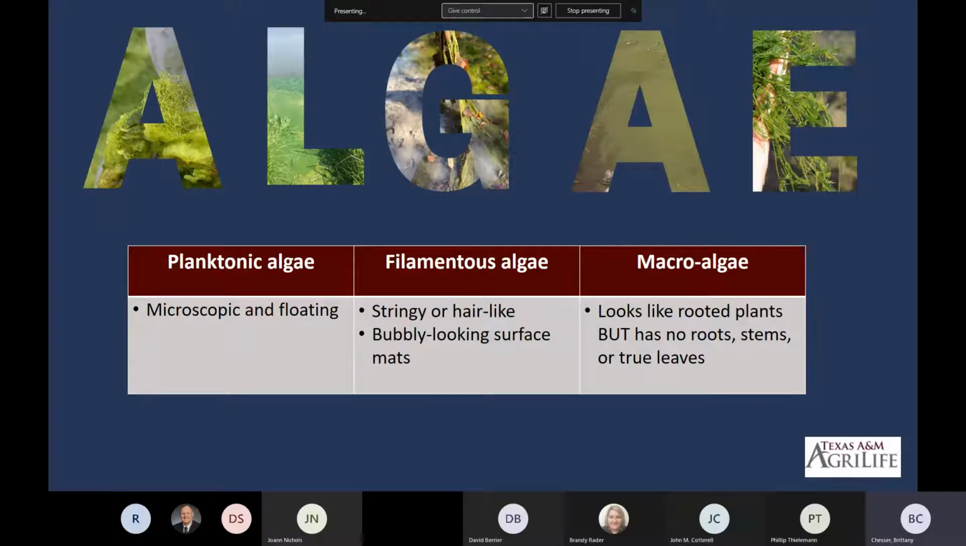And so moving into algae, algae is kind of special in a way. It's kind of a beast. There's 3 different classifications within this classification. And so we have our planktonic algae, filamentous algae, and macroalgae. And so planktonic algae is microscopic and floating. Filamentous algae, this is more stringy and hair-like, and it has those bubbly looking surface mats like you saw in the title slide. And then macroalgae, this looks like rooted plants but has no roots, stems, or true leaves.